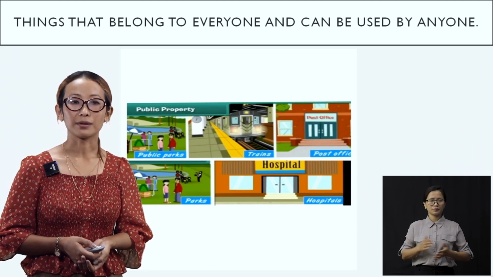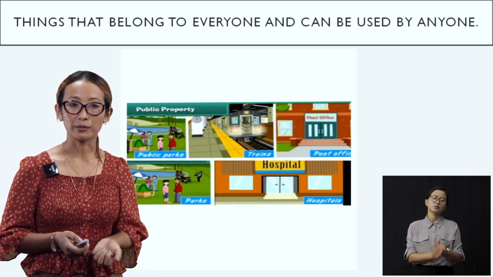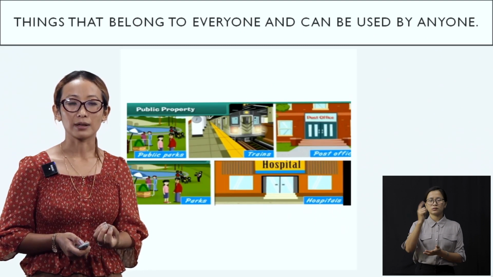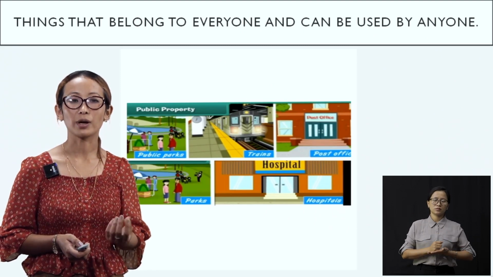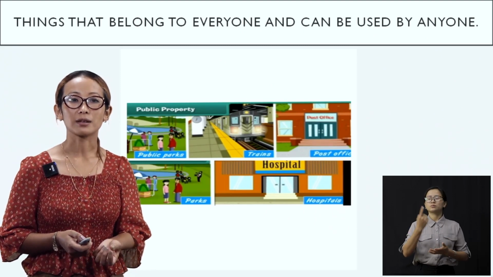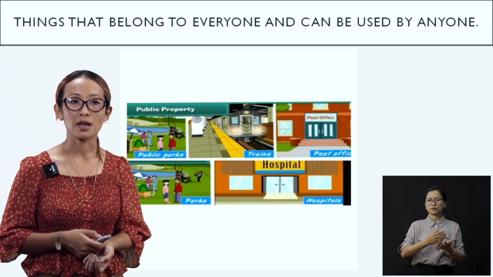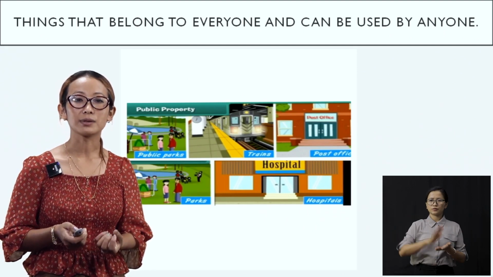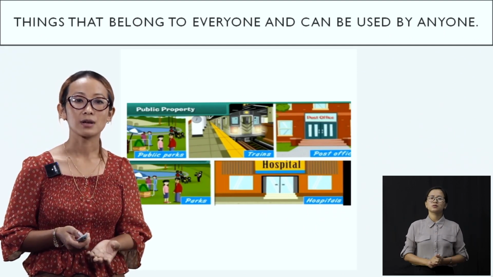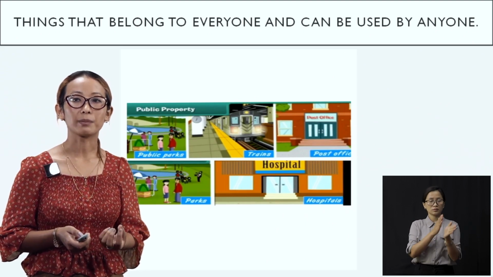And even the train also. The train is used by everyone. Yes or no? It helps us to carry from one place to another, and it helps us to go to different places, and everyone uses the train to go to other places. So the train is a public property.